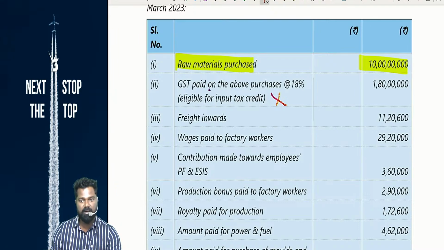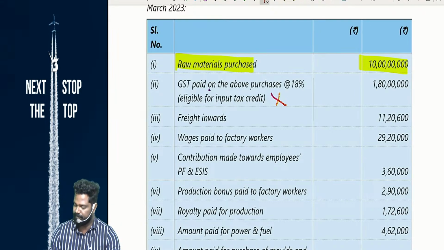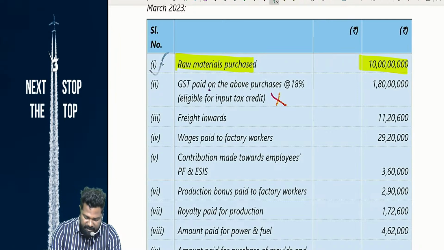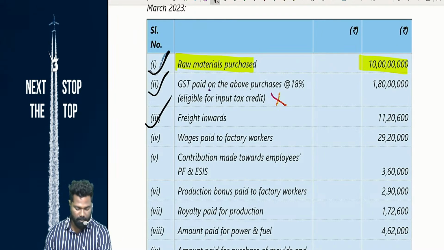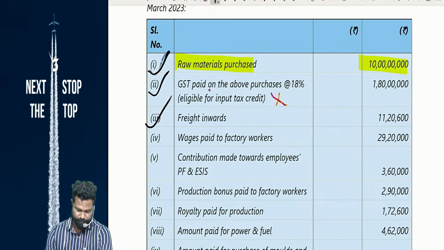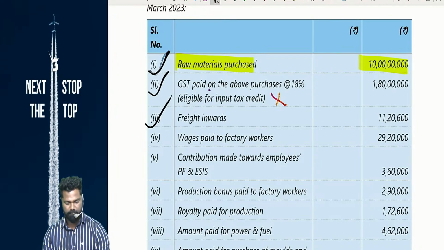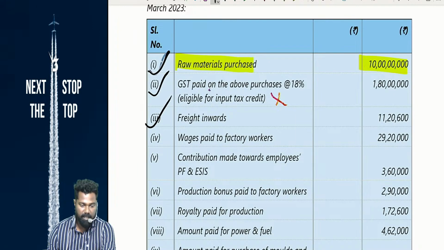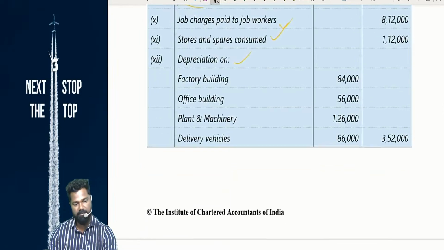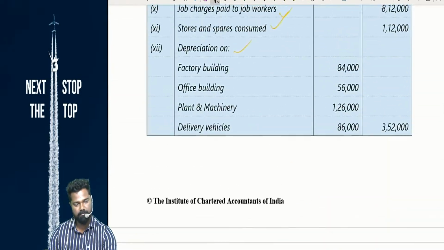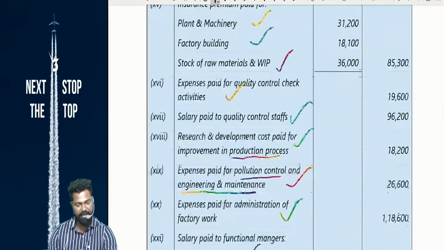Freight inwards should be considered or not? Yes. Add freight inwards. How much is that? Okay. Once every item is done, please tick it. Tick it, this is done. Freight inwards, inner column or outer column? Inner column. Chalo. Next. Are there any other items relating to purchase of raw material? No, I don't think so.